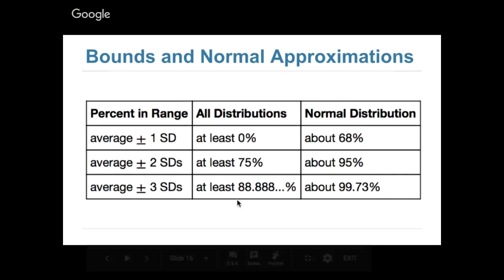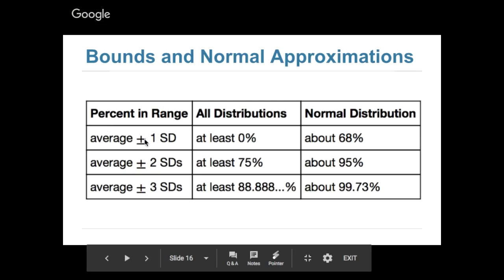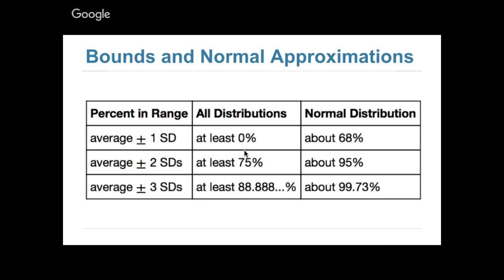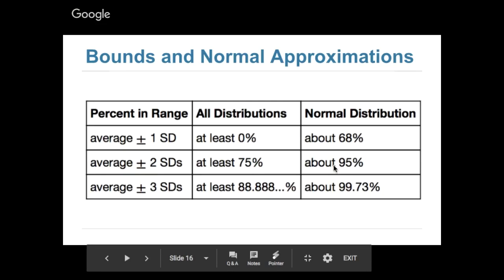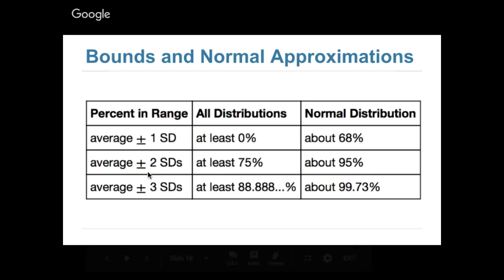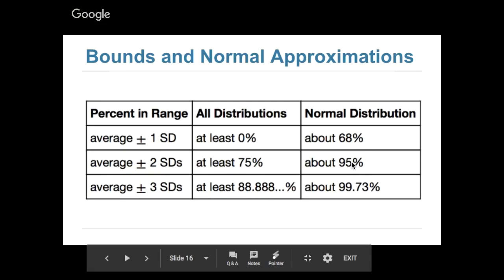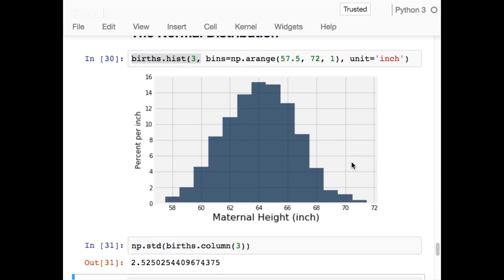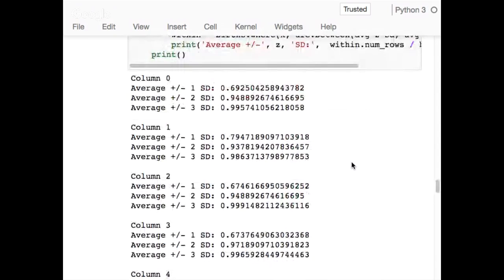So this is Chebyshev's, which says that at least 0% of my data are within 1 standard deviation, at least 75% are within 2. But if we happen to know that our data are perfectly normal, then we can say about 68% are within 1 standard deviation, about 95% are within 2. That 95% looks suspiciously like what we did before, right? So if I go back, we look to here, this is almost 95%.